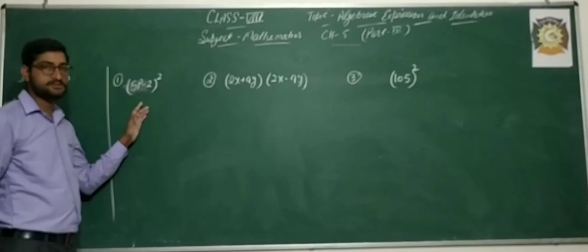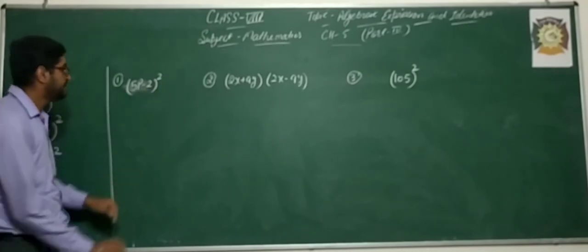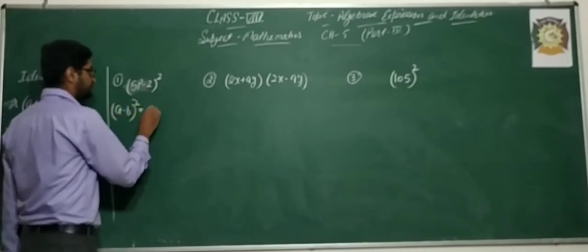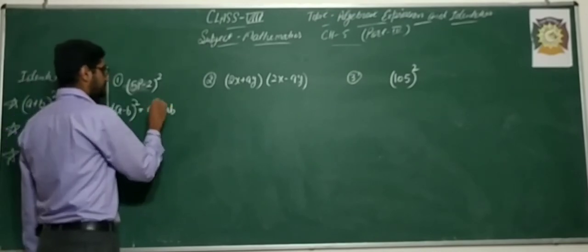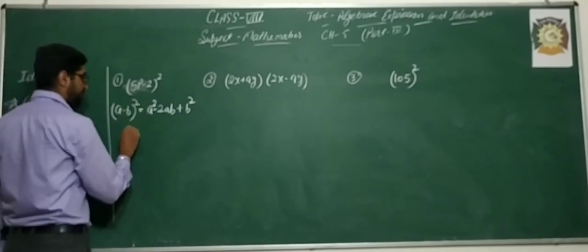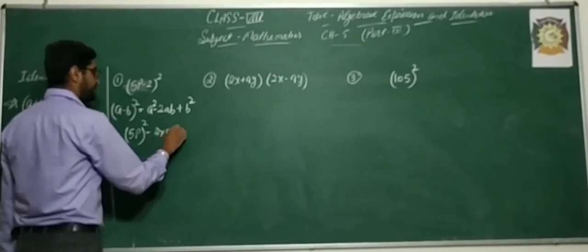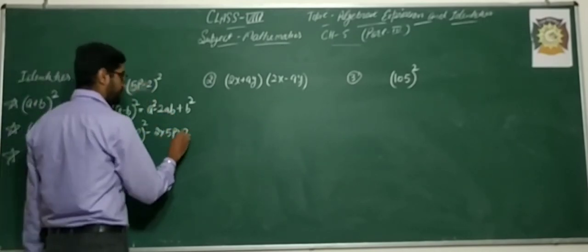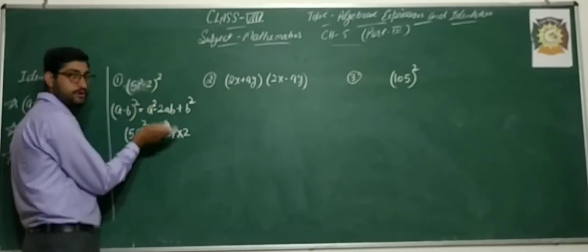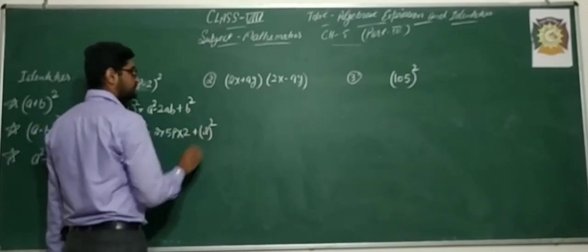Now here are some questions that are related to the identities. Now the first question is 5p minus 2 whole square. As this question is related to our identity a minus b square, that is equal to a square minus 2ab plus b square. Here the value of a is 5p, minus 2 into 5p into the value of b, which is 2. Remember, we have already put a sign of minus, so the value of b will be 2, not minus 2, plus b square, that will be 2 square.